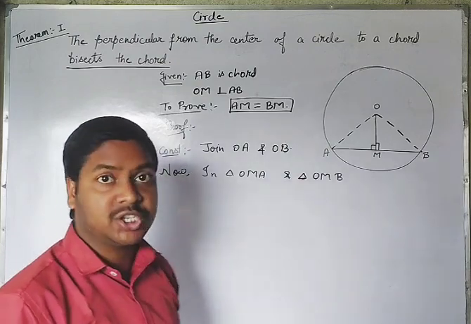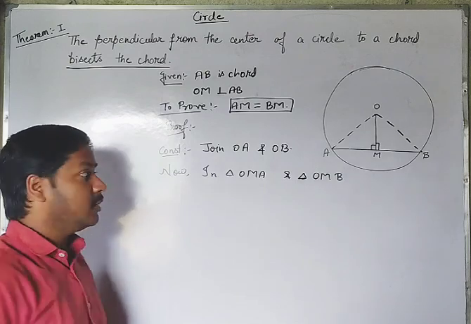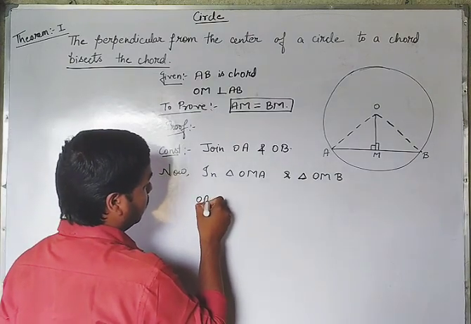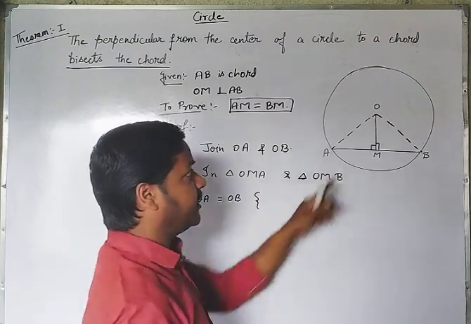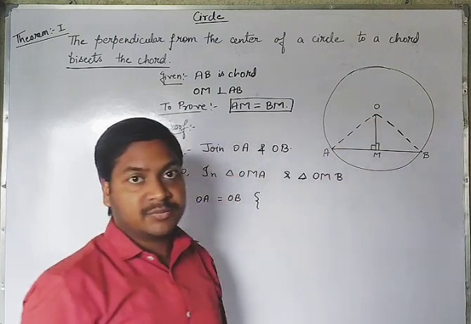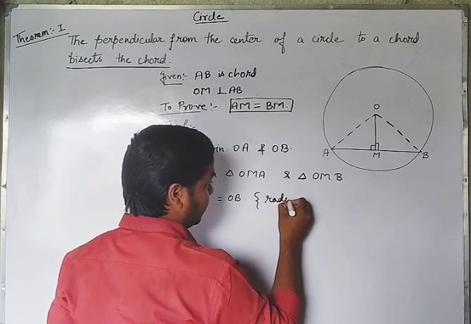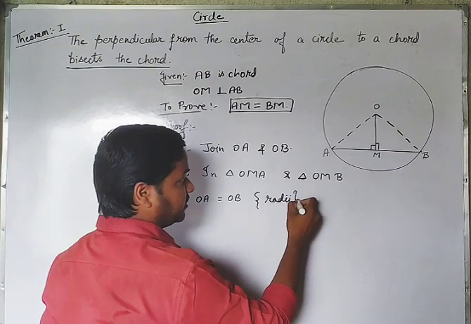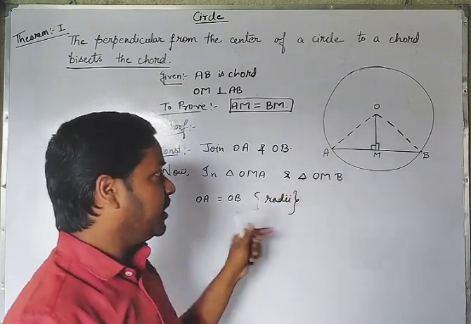As you have already studied congruency in class 8, in the same way we will study it here also. Then what do we have? Here OA is equal to OB. We know very well that OA and OB are lines coming from the center and touching a point on the circle, so they are radii. Radii is the plural form of radius, because here there are two radii.